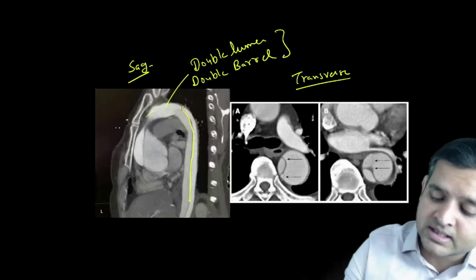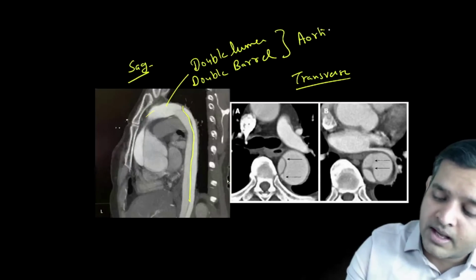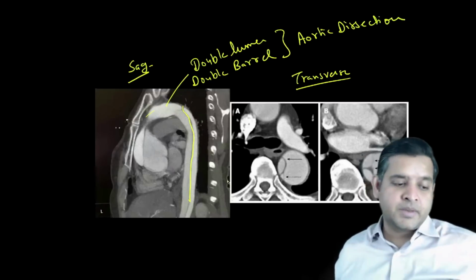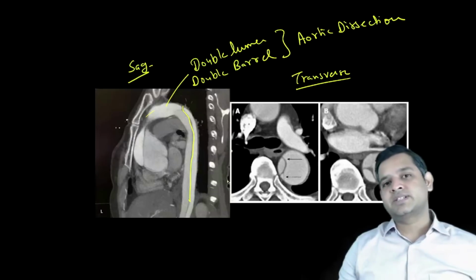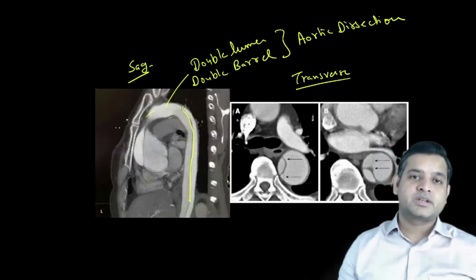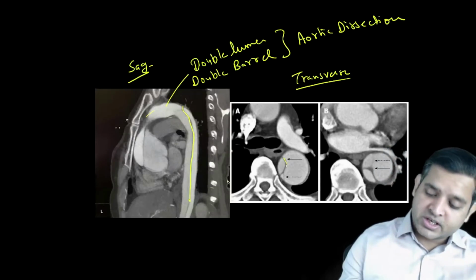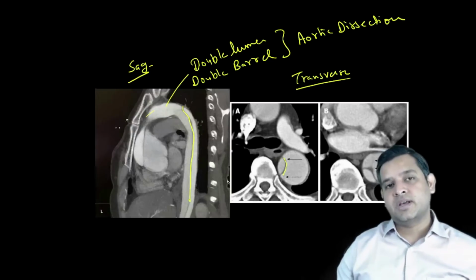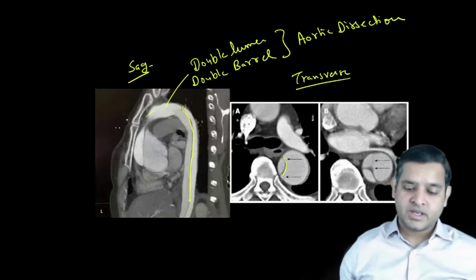So this is a classical image of aortic dissection. On a transverse section, you can also see the flap so very well seen in the aorta.